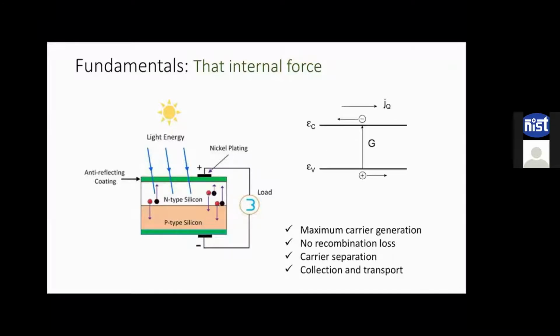Now, if I am designing a solar cell, what I look for is to maximize the carrier generation. That means the photogenerated carriers should be as large in number as possible. And I don't want any recombination loss. That means I don't want the photogenerated carriers to recombine and get lost.